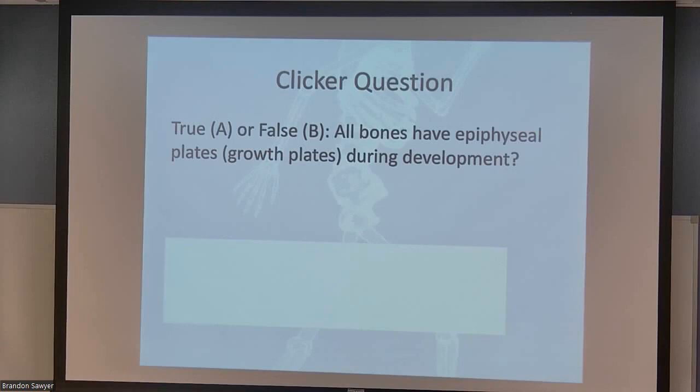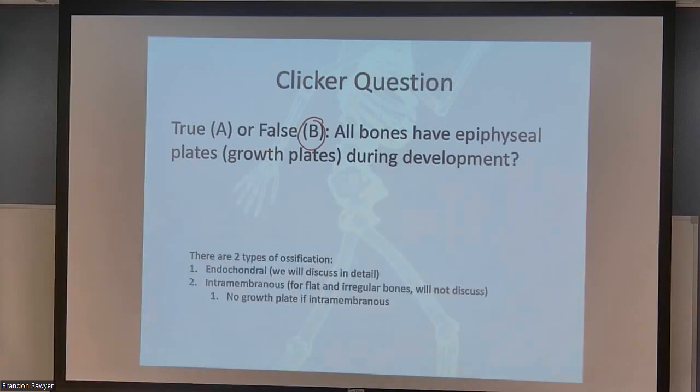All right, go ahead and send it in if you haven't yet. We got most of you, it looks like. Okay, so about 3/4 of you are saying B, and then the other quarter saying A. So yeah, most of you are saying false. All bones do not have growth plates, which is the correct answer. Okay, not all bones have growth plates or epiphyseal plates.